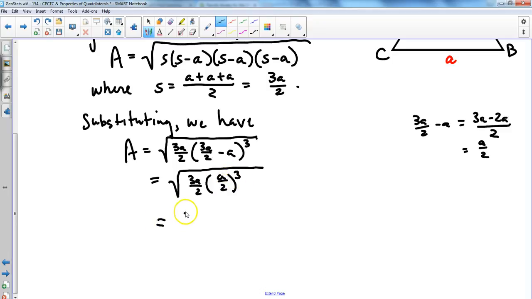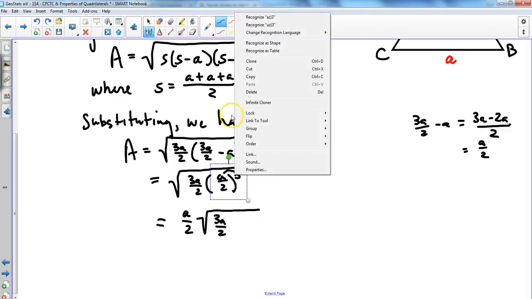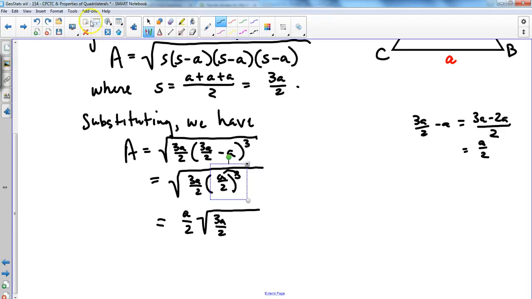Because there are 3 of these, we can pull one of those out in front. So we've got A over 2 times the square root of 3A over 2. We took 2 of these out, so we have 1 left. So that's times A over 2. Simplify that, we get A over 2 times the square root of 3A squared over 4.